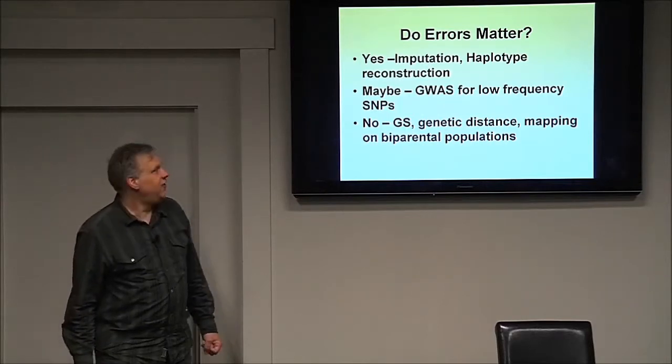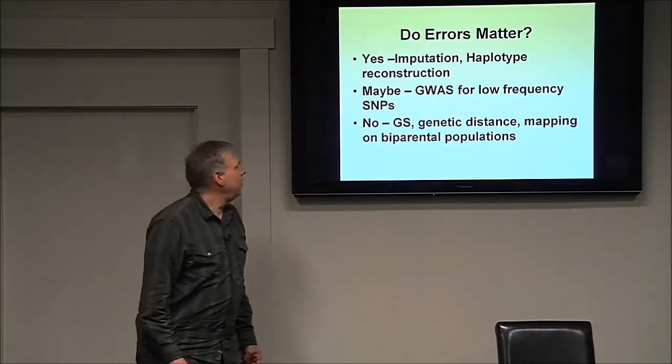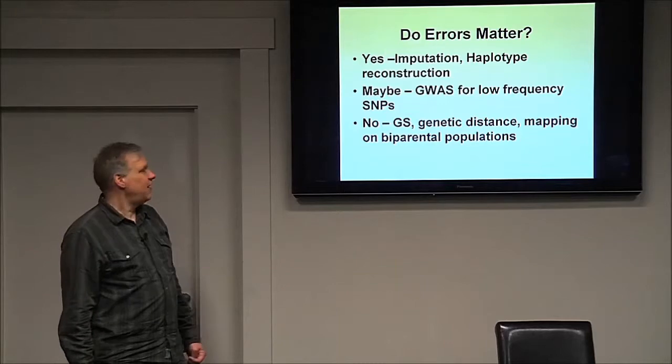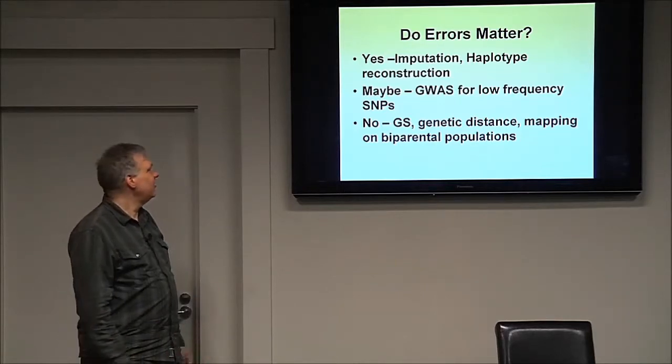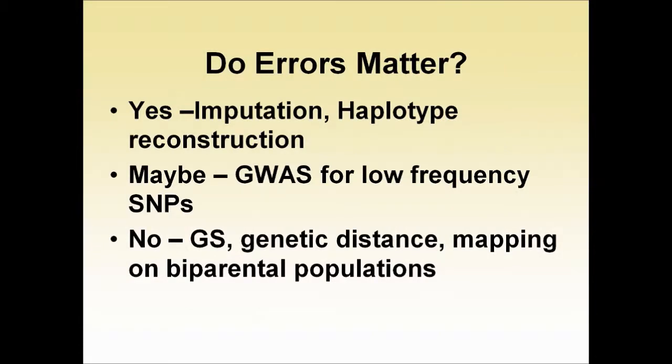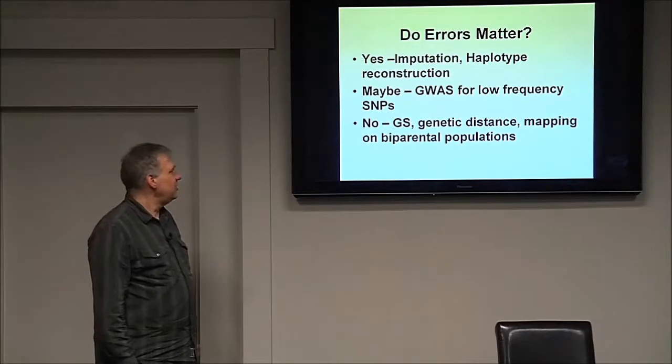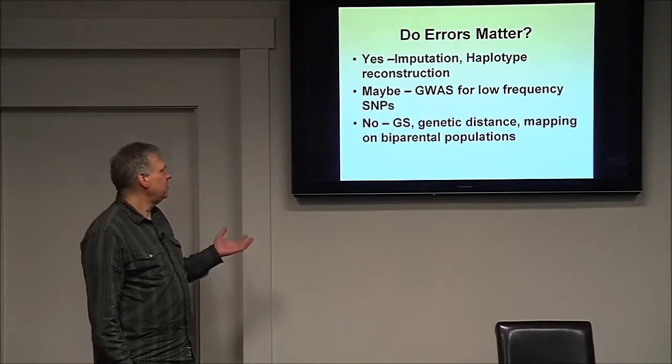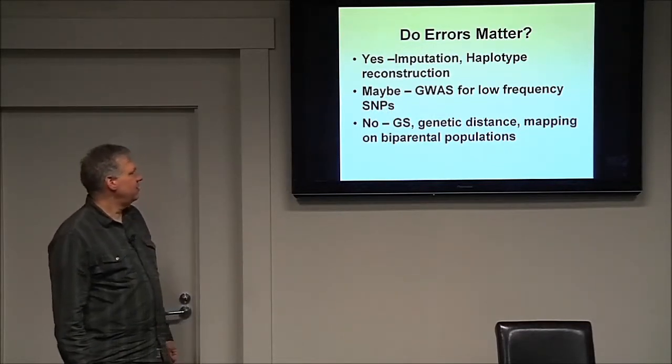Do the errors matter? They matter when you're trying to impute things or reconstruct haplotypes and maybe do a really fine scale analysis like that. If you're doing GWAS, they're probably not going to matter that much for the more common alleles where you already have a lot of power, but they're going to mess with your power on the more low frequency SNPs. And according to Ed, if you're doing genomic selection or just estimating genetic distance or doing mapping in biparental populations, the errors don't matter that much.